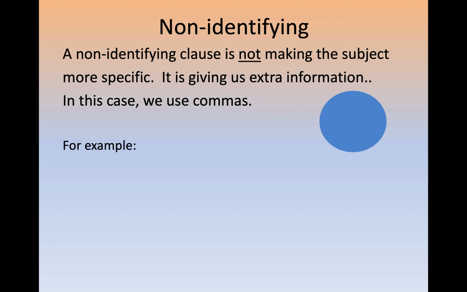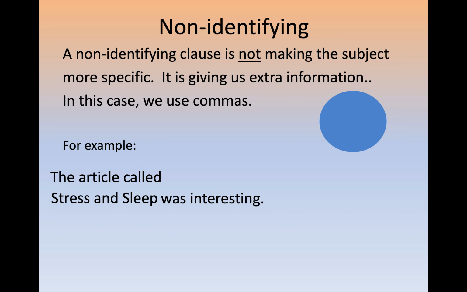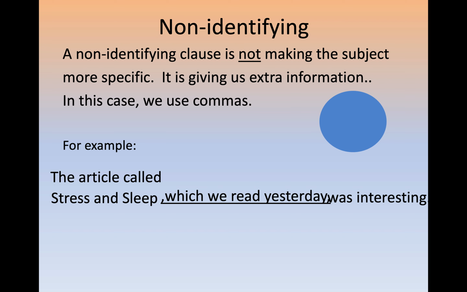Non-identifying clause is not making the subject more specific. It's giving us extra information. So we're going to use commas. The article called Sleep and Stress was interesting. I won't say what article called Sleep and Stress. I just told you it's the article called Sleep and Stress. It's clear. So anything else that I say is extra information. The article called Sleep and Stress, which we read yesterday. Extra information. I'll use commas.